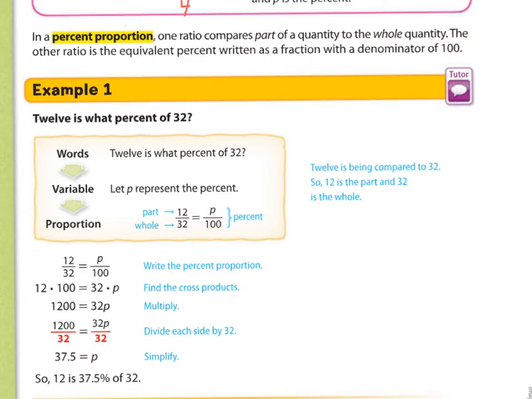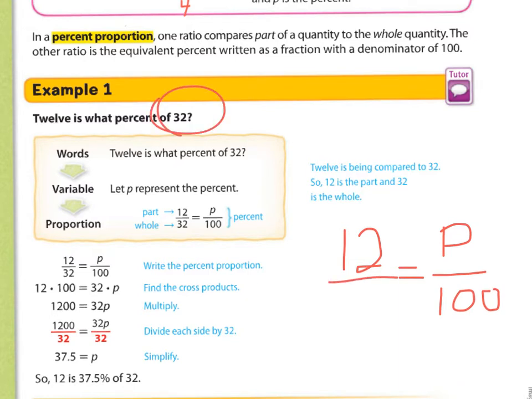Example 1. 12 is what percent of 32? So 12, I'm just going to write it out here. 12 is what percent? What per 100? What percent? Notice I used the variable P to identify my percentage. Of, or out of, as you can see it says here, of, which means out of 32. And that's how you would write it.